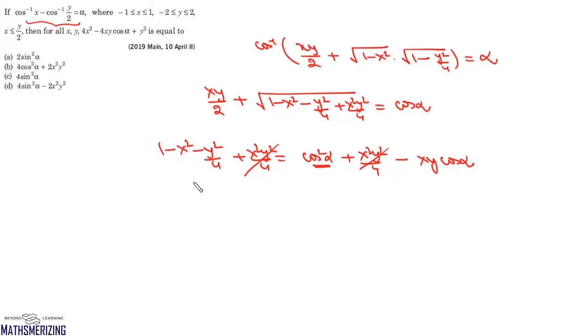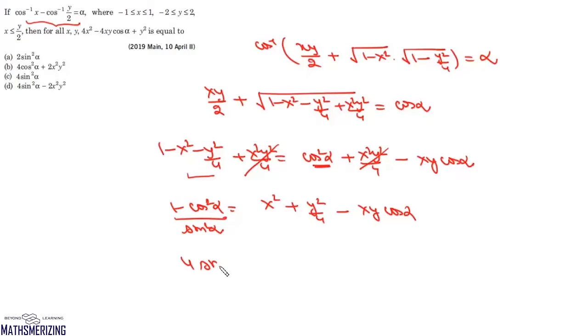We'll take this cos square alpha on the left hand side. So we'll get 1 minus cos square alpha, and it'll be x square plus y square by 4 minus xy cos alpha. Now 1 minus cos square alpha is sin square alpha, and we'll multiply everything with 4. We'll get 4 sin square alpha, and it'll be equal to 4x square plus y square minus 4xy cos alpha, and that's your option C.